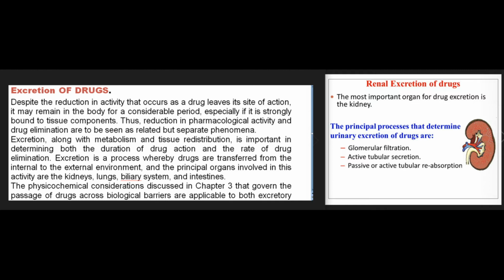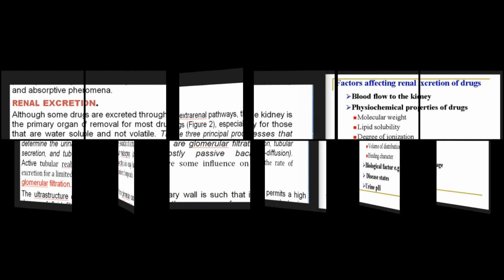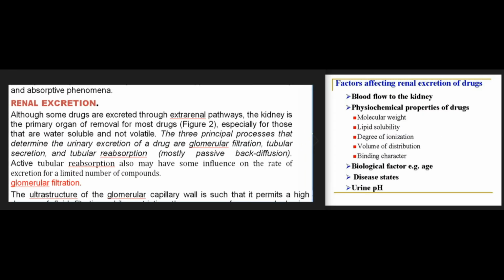The physicochemical considerations discussed in Chapter 3 that govern the passage of drugs across biological barriers are applicable to both excretory and absorptive phenomena. Renal excretion. Although some drugs are excreted through extrarenal pathways, the kidney is the primary organ of removal for most drugs, Figure 2, especially for those that are water-soluble and not volatile.